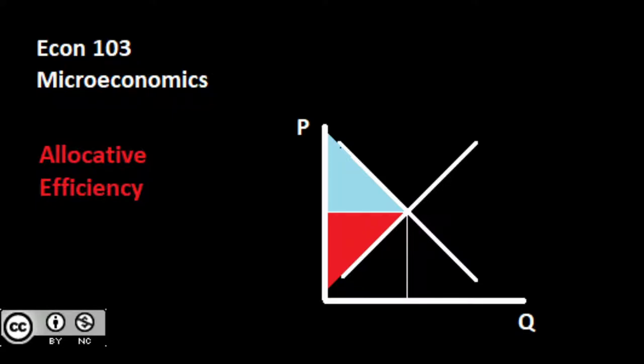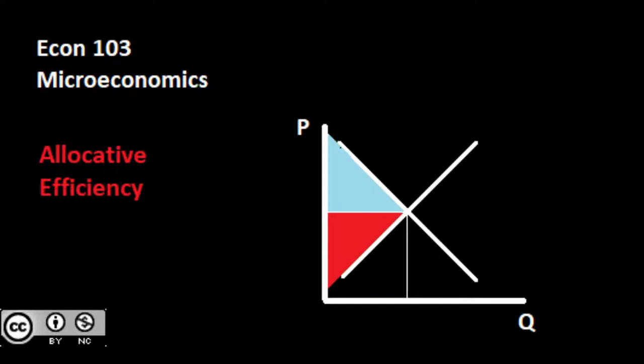So objectives of this video, what are we actually hitting as we go through? So first thing, we're going to define allocative efficiency. We're going to take a look at what this is, what we mean by it. We're then going to be able to identify an allocatively efficient outcome in a market. So identify when that is, when that isn't the case.